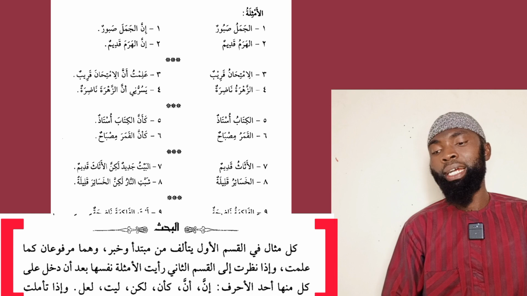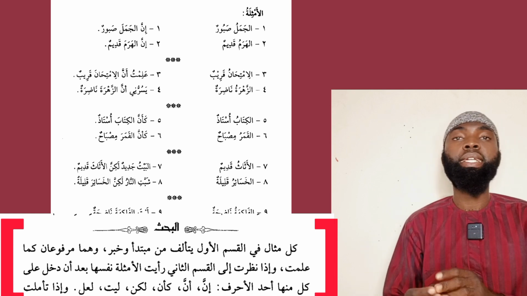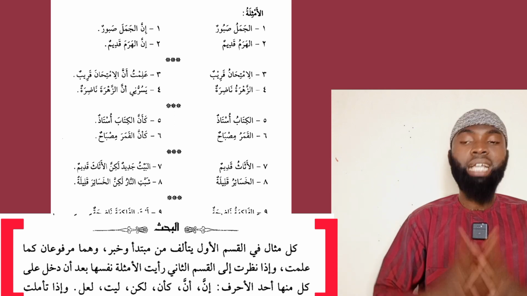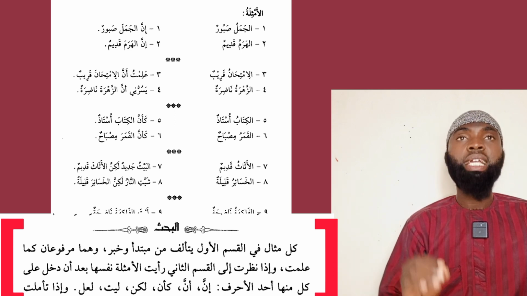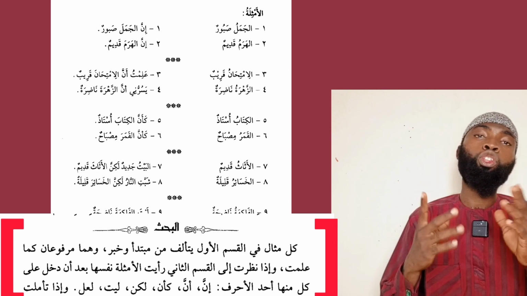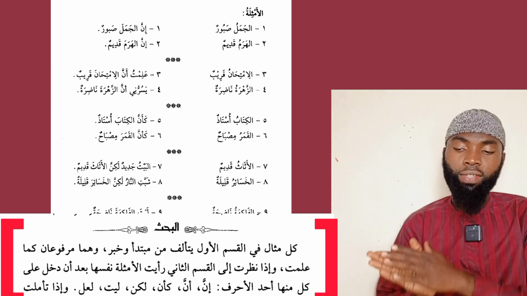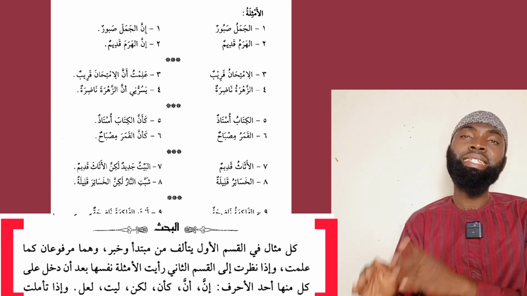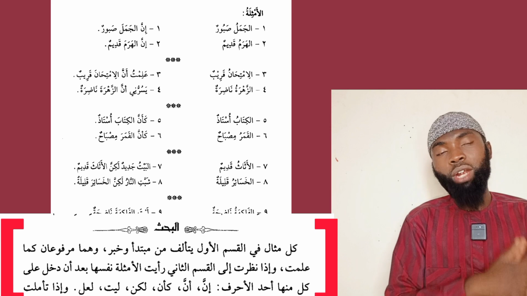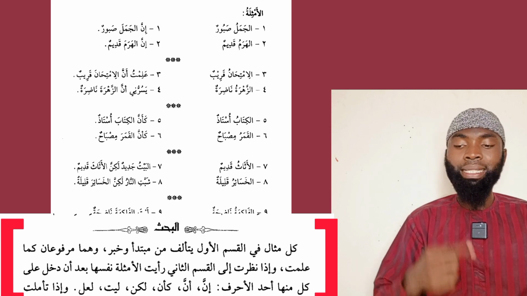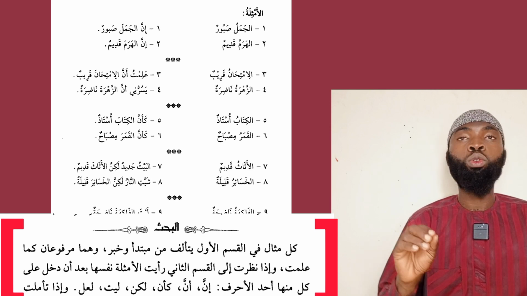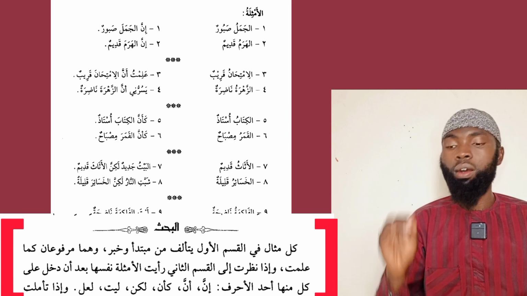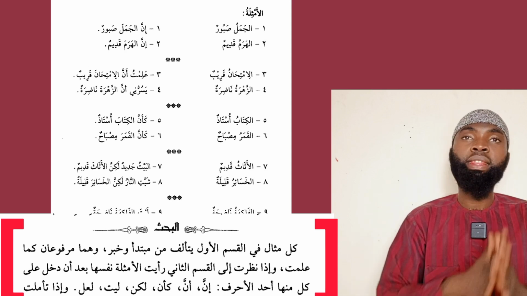وَهُمَا مَرْفُوعَانِ كَمَا عَلِمْتَ. And the subject noun and the predicate are usually carrying dhamma in the nominative case, as we know. وَإِذَا نَظَرْتَ إِلَى الْقِسْمِ الثَّانِي. But if we are to look at the second column, the second side of the examples, رَأَيْتَ الْأَمْثِلَةَ نَفْسَهَا, you will also find the same examples which you find in the first column. بَعْدَ أَنْ دَخَلَ عَلَى كُلٍّ مِنْهَا أَحَدُ الْأَحْرُفِ. But this will be after there has been introduction of one of these particles into these examples.